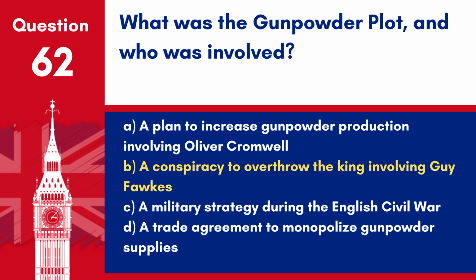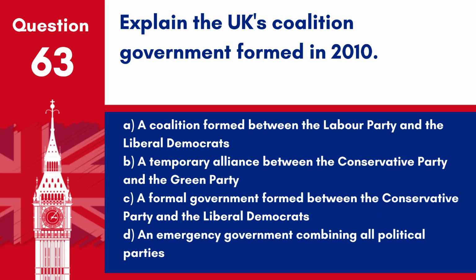Answer: B. A conspiracy to overthrow the king involving Guy Fawkes. The gunpowder plot of 1605 was an attempt by a group of provincial English Catholics led by Robert Catesby, with Guy Fawkes also notably involved, to blow up the House of Lords and kill King James I to end Protestant rule in England.